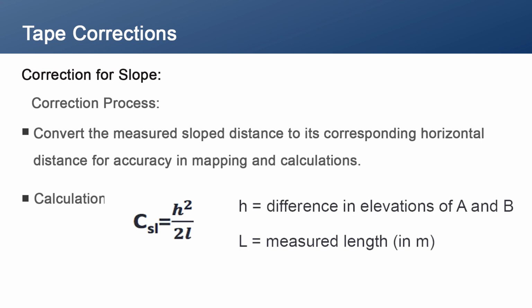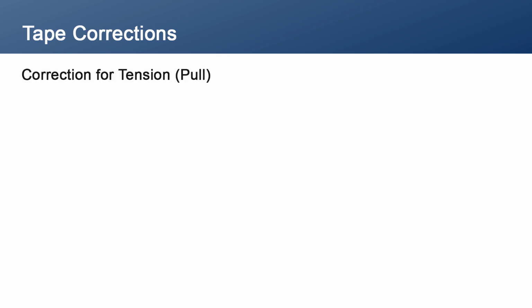This is important because the horizontal distance is what you really need for accurate mapping and calculation. The slope correction is given as CSL = h²/2L, where h is the difference in elevation of A and B, L is the measured length, and the slope correction is always subtractive.